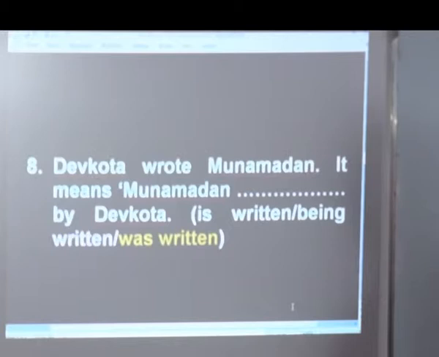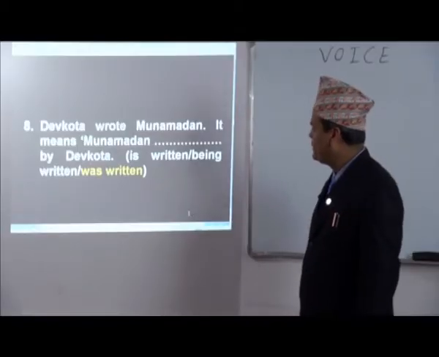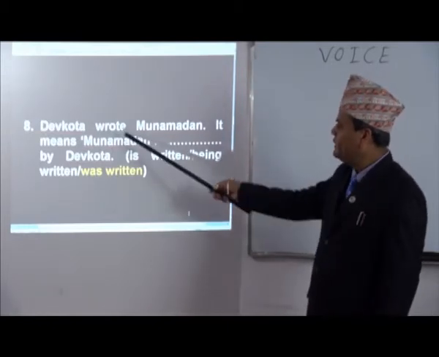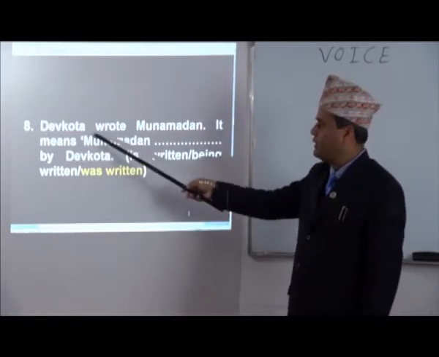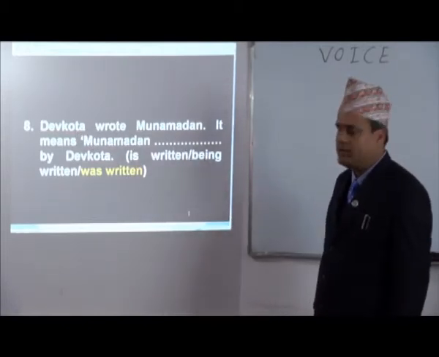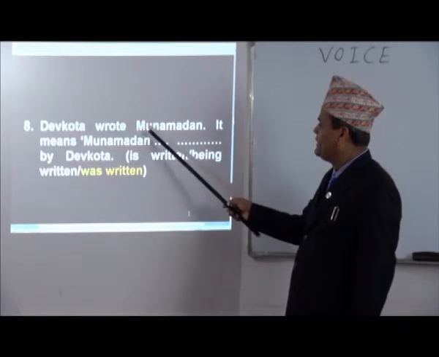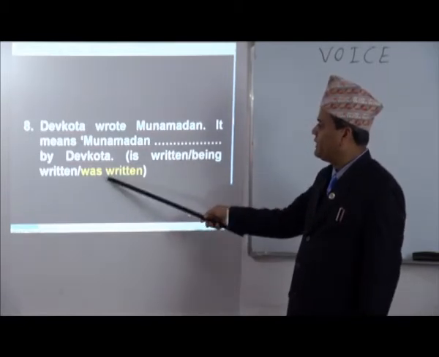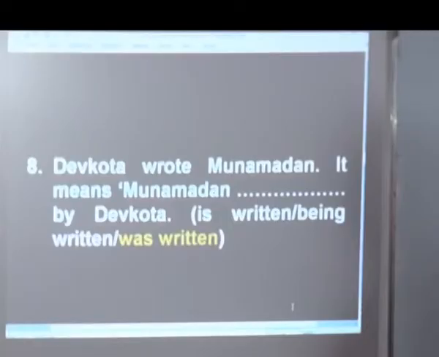In number 8, you see the sentence, "Devkota wrote Muna Madan." In this sentence, you see the past tense here. Subject, verb and object. It's a very common sentence. What we see here is, the correct answer is, here should be the past one, "was written." That means "Muna Madan was written by Devkota."